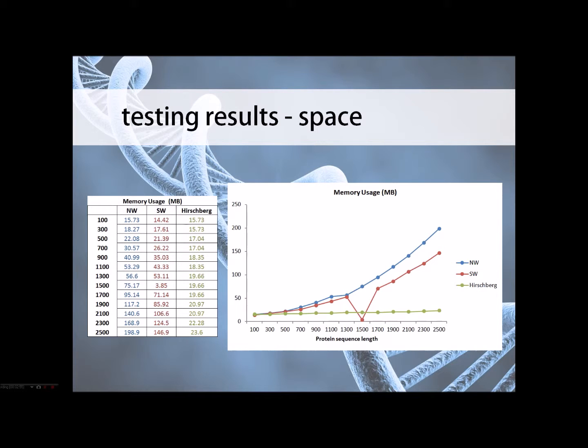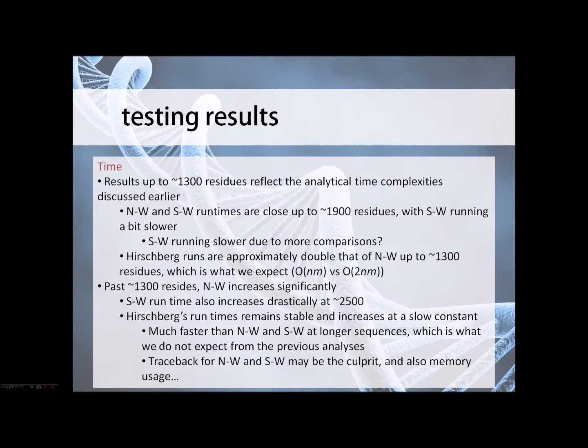And another interesting thing to note is that the Hirschberg results show matching memory usages for different sequence alignments. Like, for example, from the 1300 residues to the 1700 residues runs, they all utilize the same amount of memory. I don't have an answer to that yet, but it's quite curious. And I've already gone through most of this.